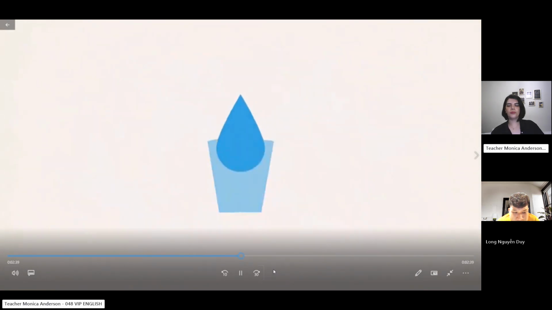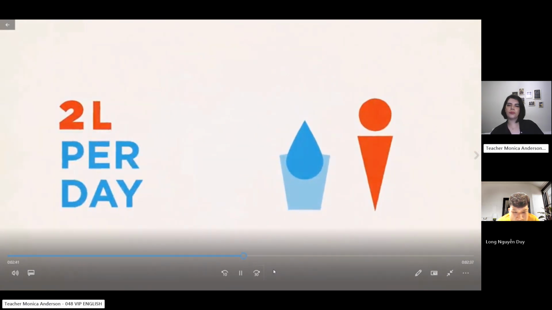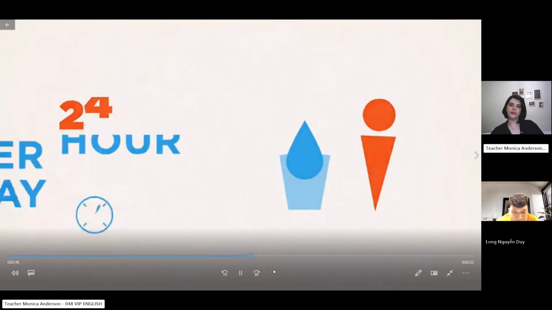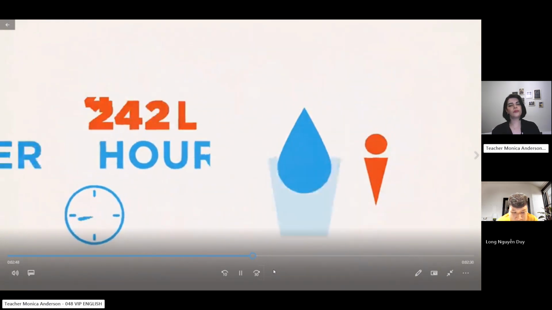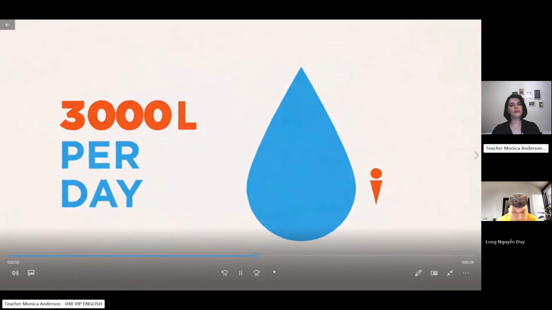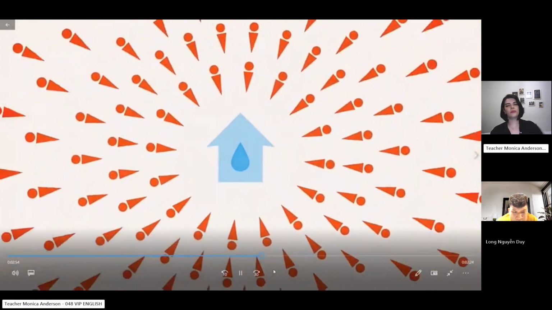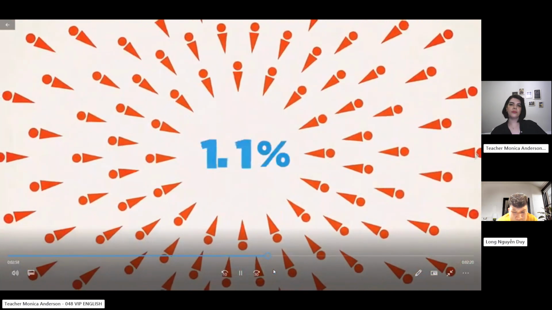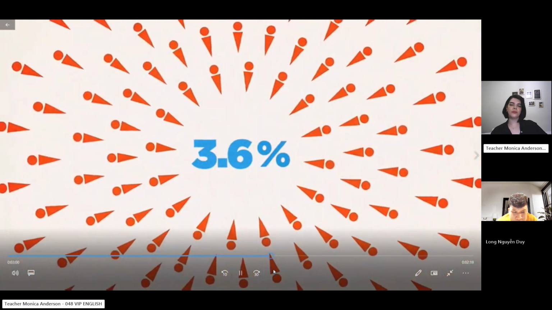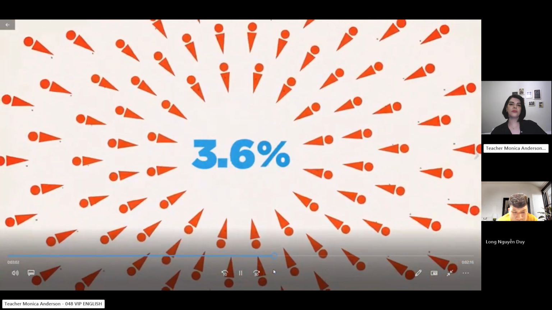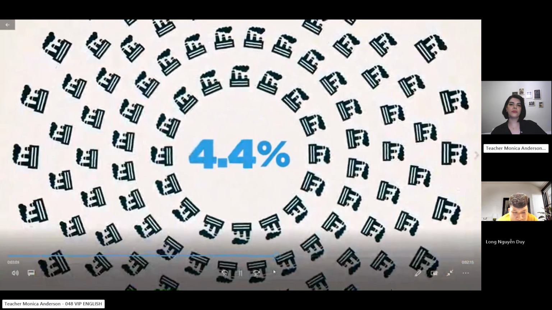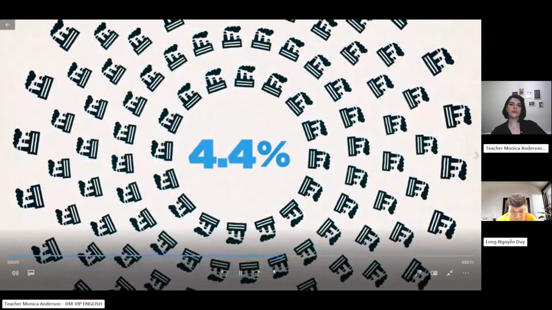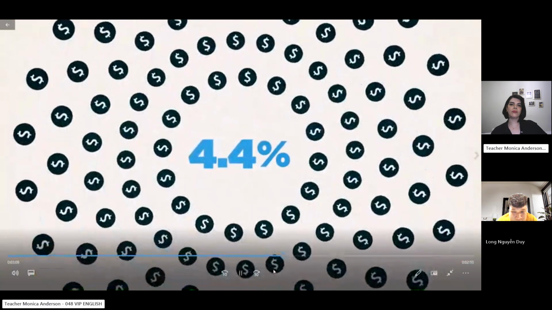This might seem surprising. After all, on average, people only drink about 2 liters of water a day. But water plays a hidden role in our daily lives, and in that same 24 hours, most people will actually consume an estimated 3,000 liters of water. In fact, household water, which we use to drink, cook, and clean, accounts for only 3.6% of humanity's water consumption. Another 4.4% goes to the wide range of factories which make the products we buy each day.